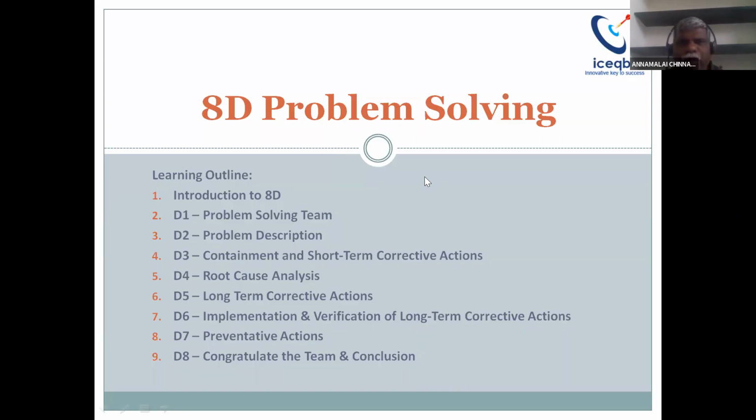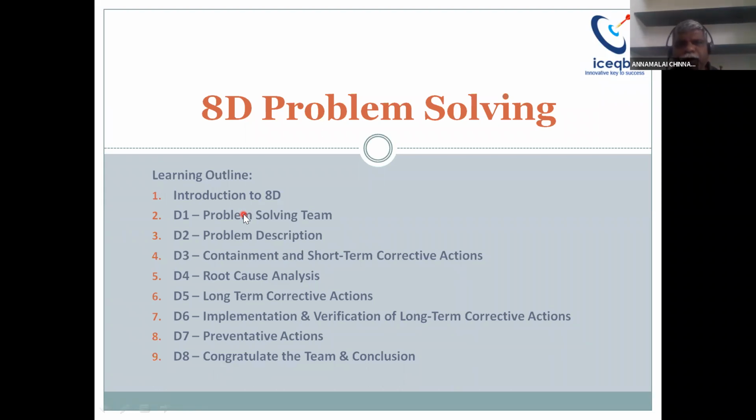So the learning outcome, the course content, what we are going to cover in 8D problem solving is first the introduction to 8D. So what is 8D and what are we actually trying to do. Then there are actually 8 steps in this particular problem solving tool, and we are going to learn about these 8 steps.